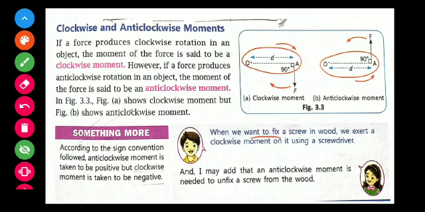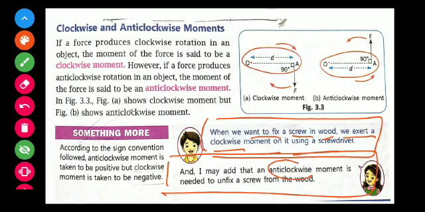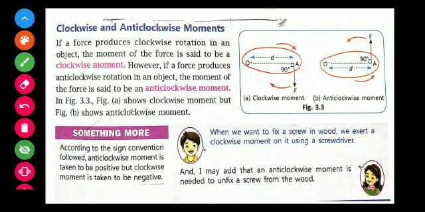When we want to fix a screw in wood, we exert a clockwise movement on it using a screwdriver. And if we want to unfix the screw from the wood, then there should be anti-clockwise movement. This is your clockwise and anti-clockwise movement.